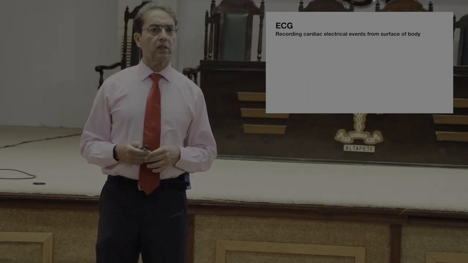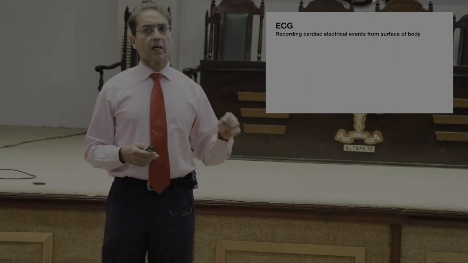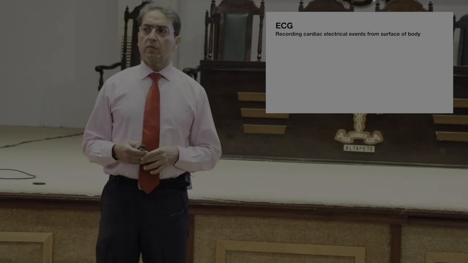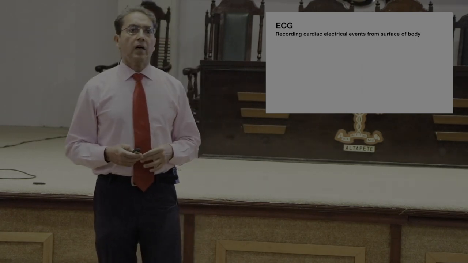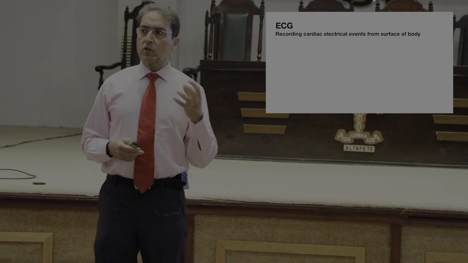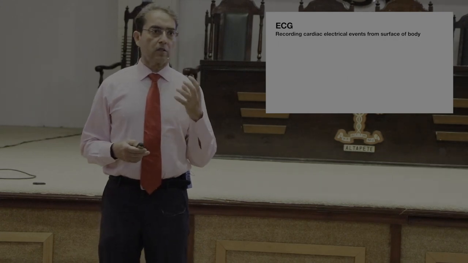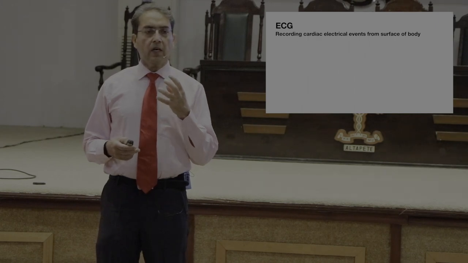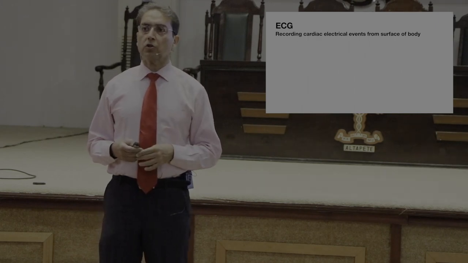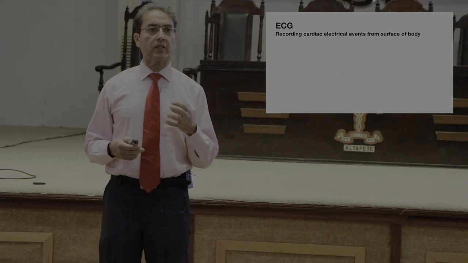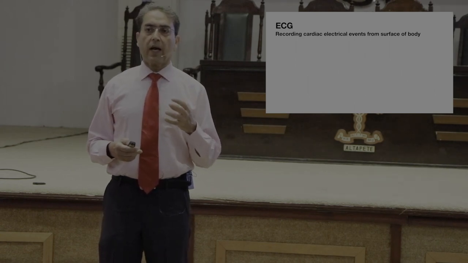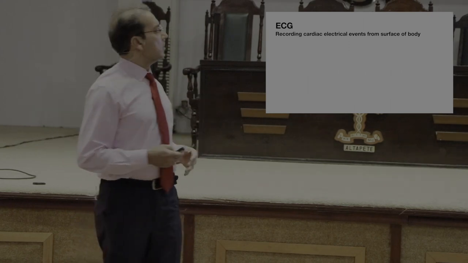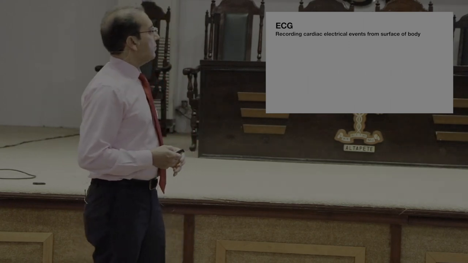Why don't we go inside the heart and put electrodes on the myocardium? Because the body is an electrolyte solution. You can imagine you have electrolytes and fluids. So the whole body is connected through this electrolyte solution. The electrical events which are taking place in the heart can be recorded, amplified, and seen on the ECG tracing. So we use this surface recording.